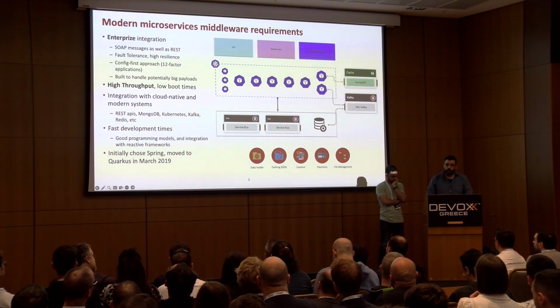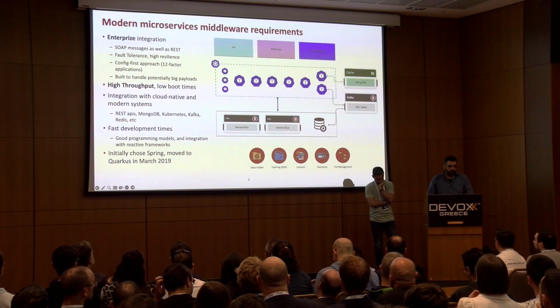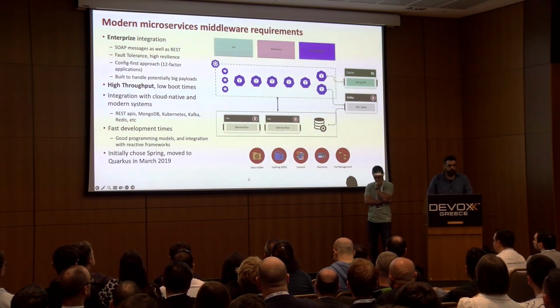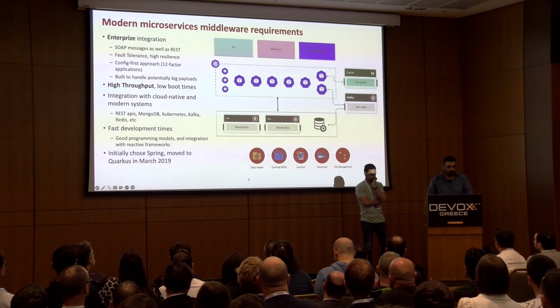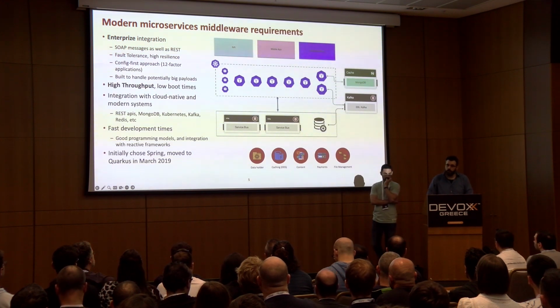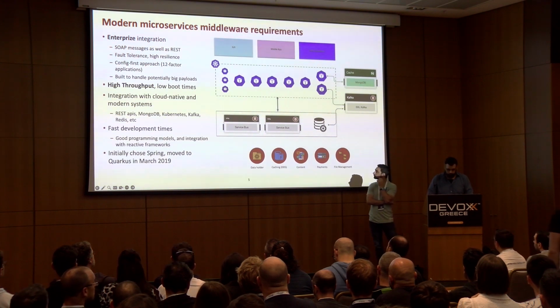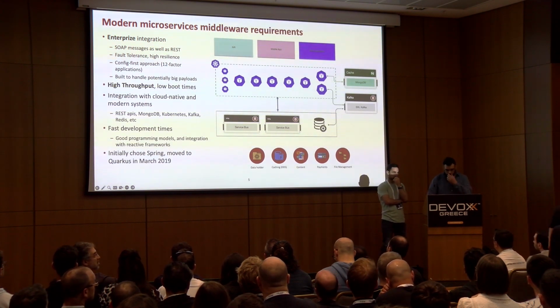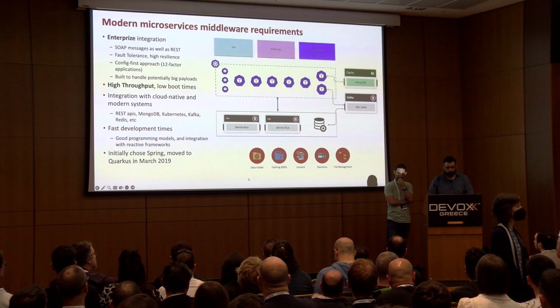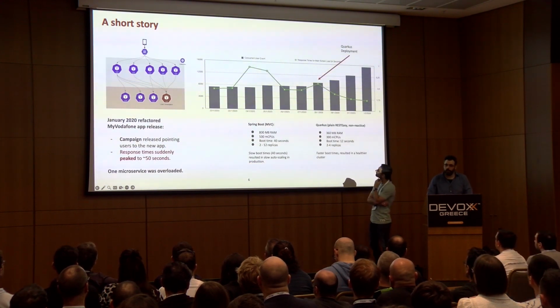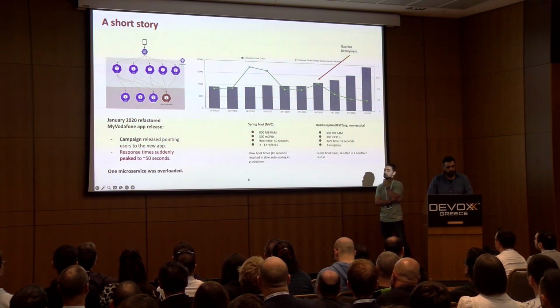So we took the decision at the beginning of 2019, after having undergone a deep technical analysis of the alternatives, Node.js, Golang, Micronaut, to go with Quarkus. And therefore we did, and something happened, just a short story, in early 2020 that solidified our decision to go with Quarkus.